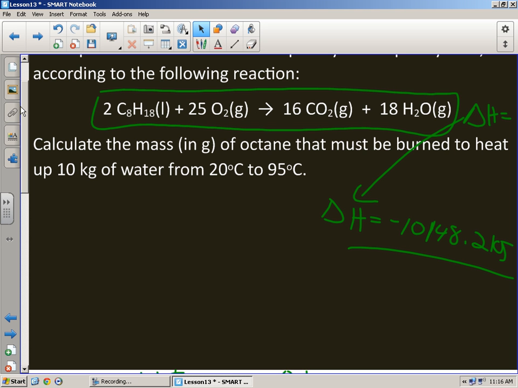Well, now your 50 grams is over here. Molar mass, figure out n. Well, gee, 16 moles gives me 10,148.2 kilojoules. If I had 50 grams here made, how many moles is that? How many kilojoules do I get from that, right?